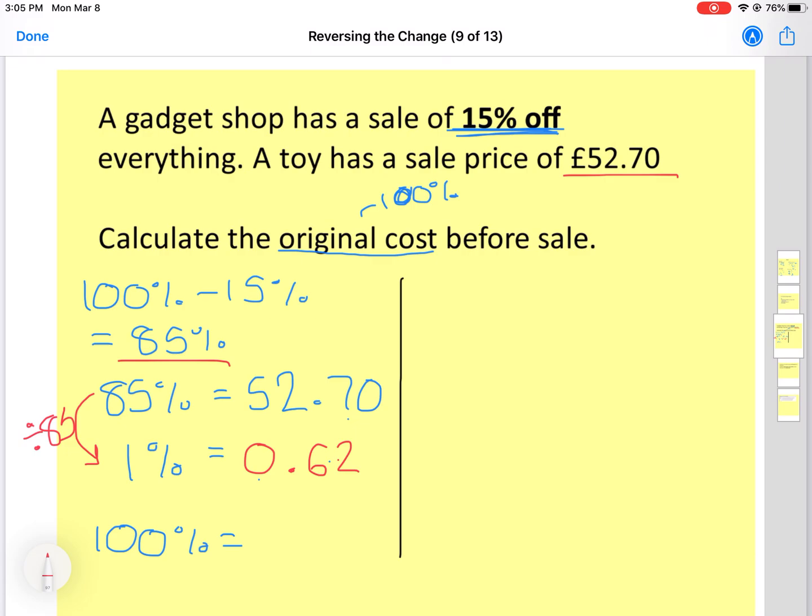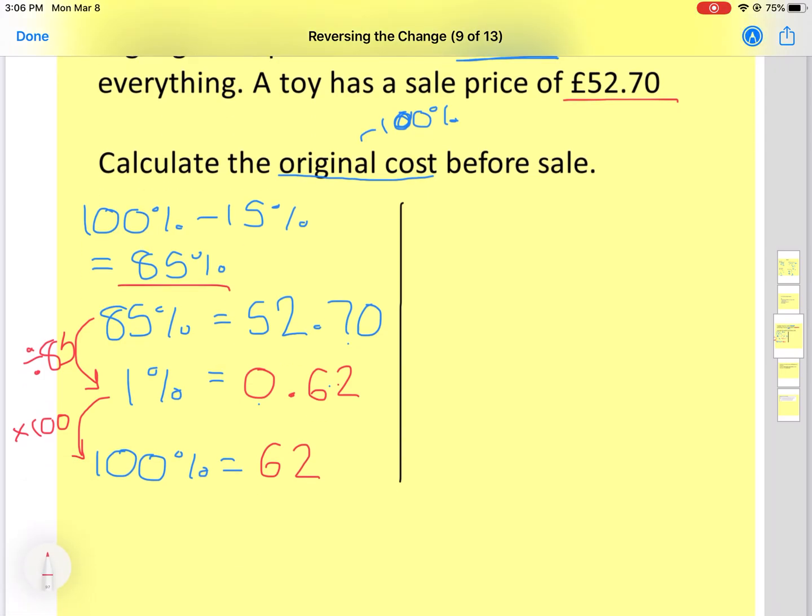So that's not our final answer. We need to then take that up to 100%. 1 up to 100, we're going to have to times that by 100. Okay, hopefully that's pretty straightforward. 1 times 100 would get you up to the 100%. So we've got 0.62 in that middle line, timesing that by 100 will give us 62. So that tells us the original cost, if we pop a pound sign beside that 62, was £62.